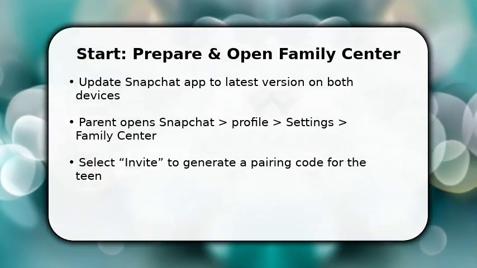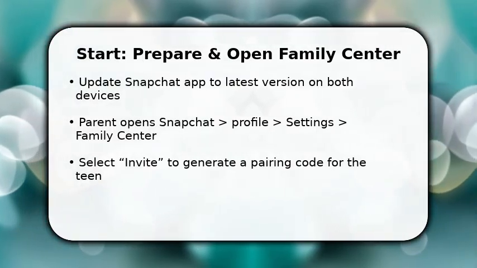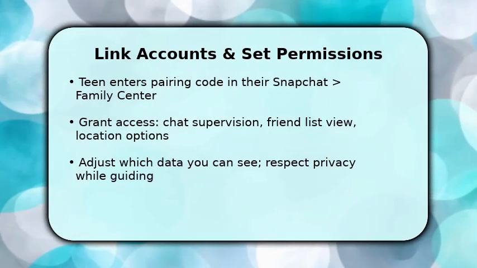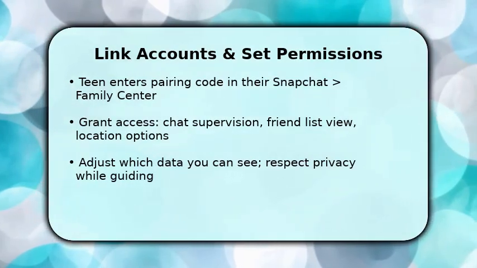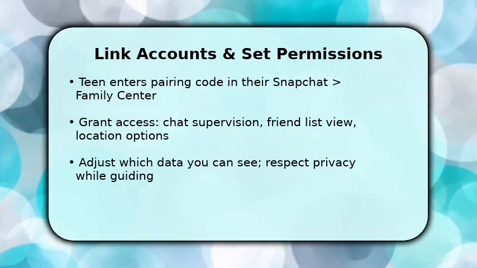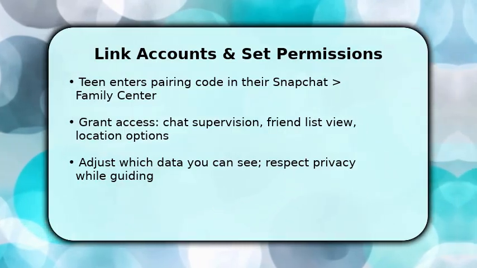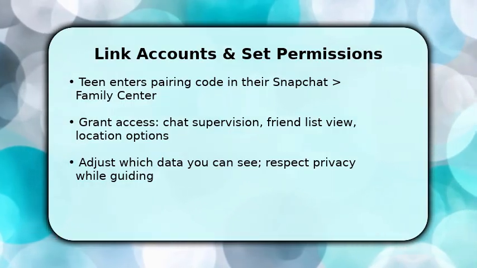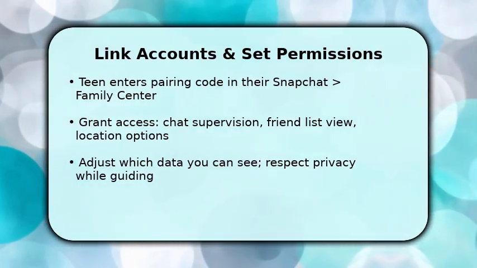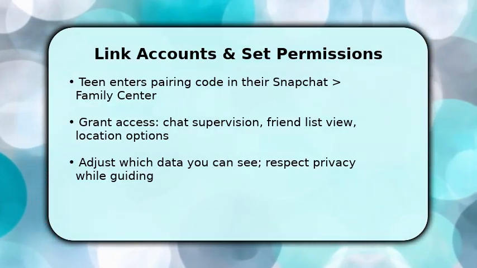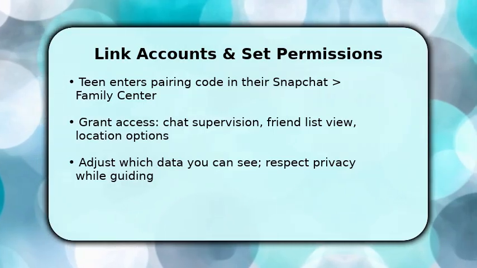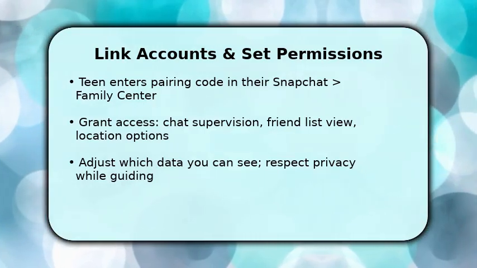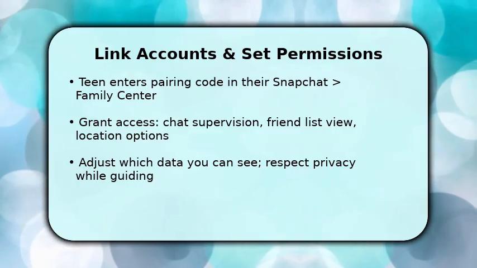Once the teen enters the pairing code on their device, the accounts link and you'll see a permissions menu. Choose what to supervise. Chat content, friends list visibility, and snap map location are common options, because each setting balances safety with independence. Make selections deliberately. Enable chat supervision to see messages, or limit only friend list and location if you prefer lighter oversight. Make sure to explain why you chose each permission.